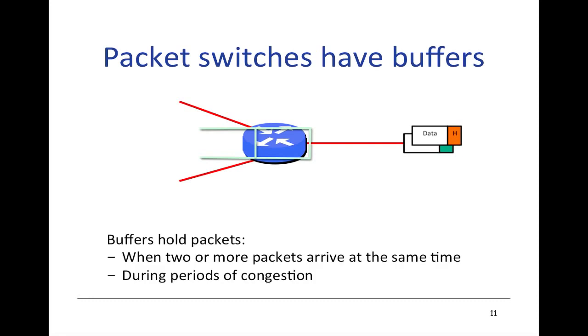So the buffers hold packets when two or more packets arrive at the same time, and particularly during periods of congestion, when there are lots and lots of packets coming in and all of these input links are trying to get to the same output. It may actually have quite big buffers to hold packets during those times of congestion.